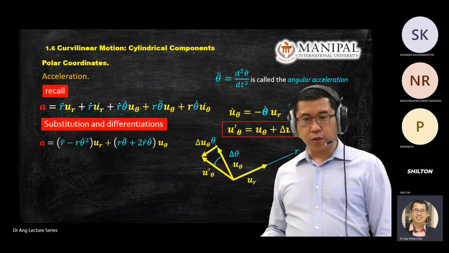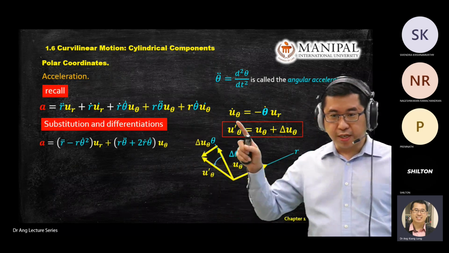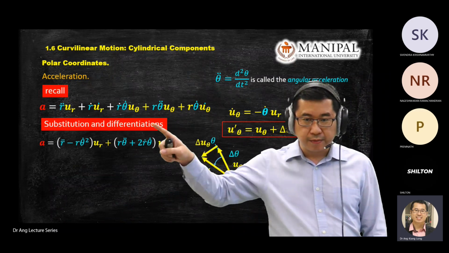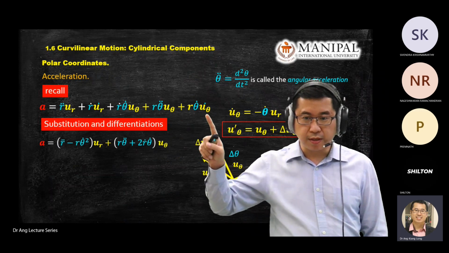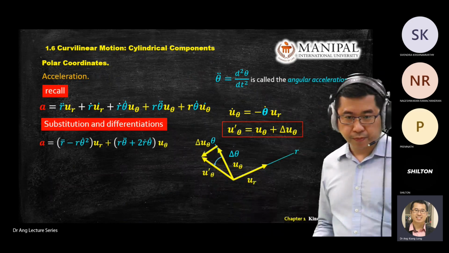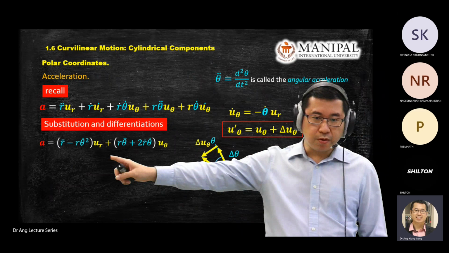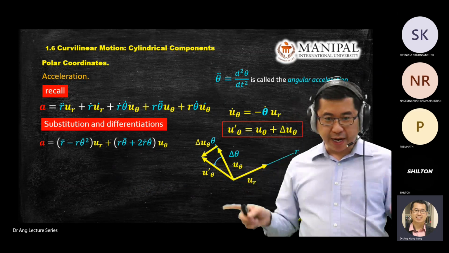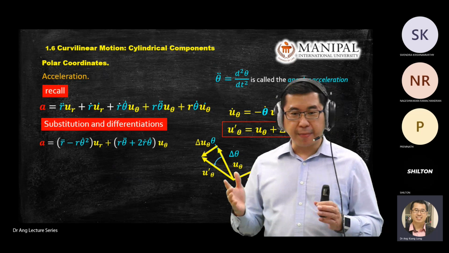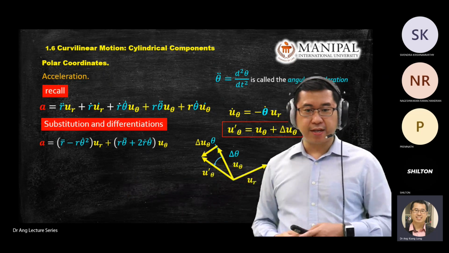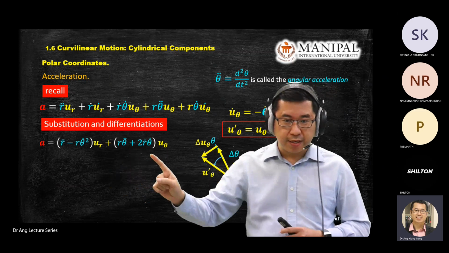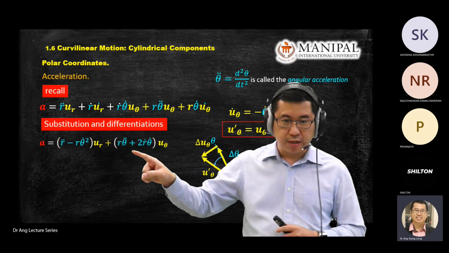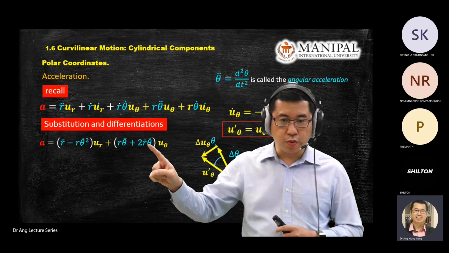You substitute and then you do differentiation if needed because, for example, U dot R, U theta dot. Okay. Then you'll get something like this. A equals R double dot minus R theta dot square magnitude. I purposely put a color with a bracket just to differentiate between magnitude and direction so that you know that this is a vector. So magnitude and direction plus the transverse direction U theta also has a magnitude. R theta double dot plus 2 R dot theta dot.